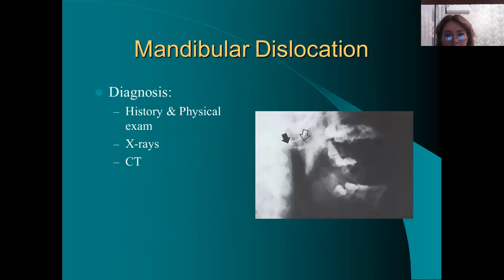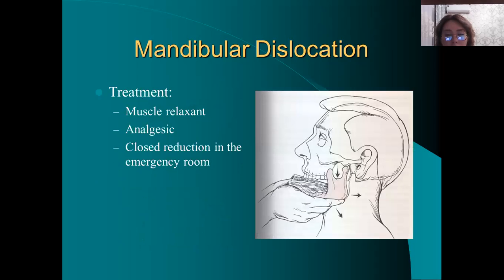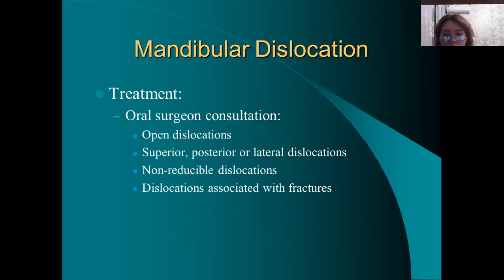Mandibular dislocation diagnosis: history, physical exam, X-ray, CT. Mandibular dislocation treatment: muscle relaxant, analgesic, closed reduction in the emergency room. Oral surgeon consultation for open dislocation, superior, posterior, or lateral dislocations, and non-reducible dislocations associated with fractures.